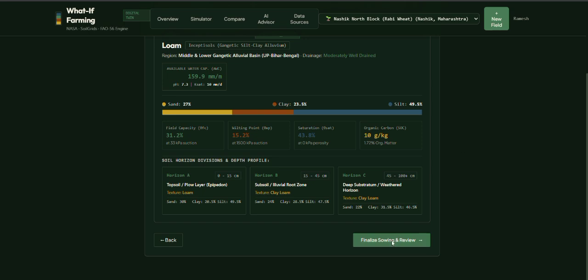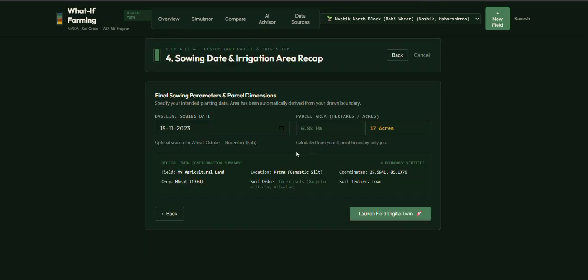Last step, I set my intended sowing date, November 15th, and my field size. And that's it. My digital twin is ready.